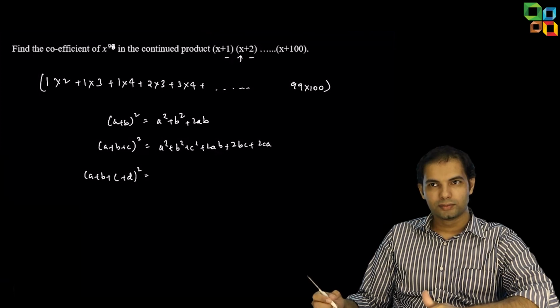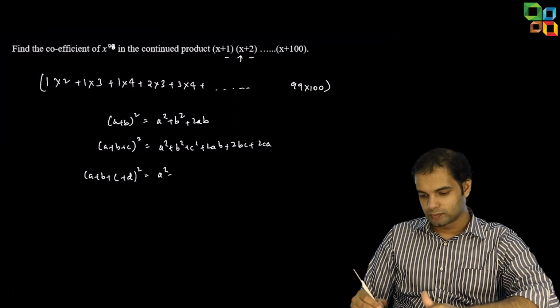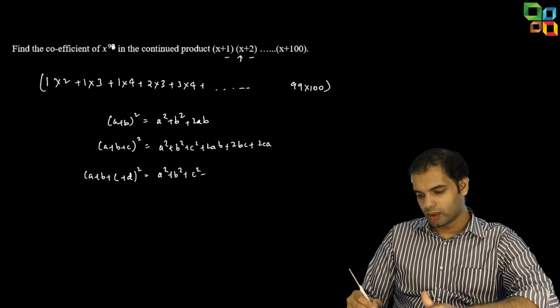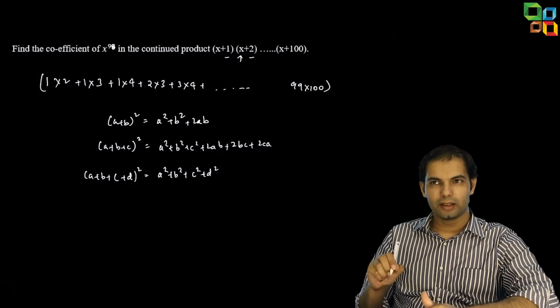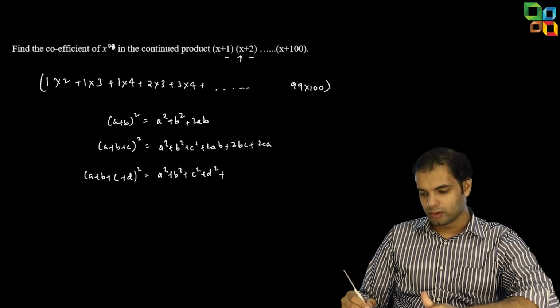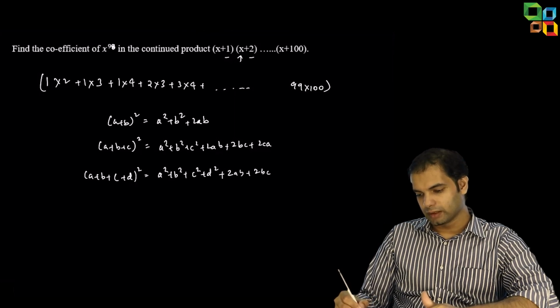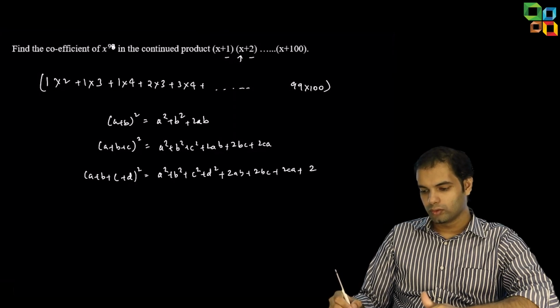The same thing, but we add d squared. So these terms squared, and then 2ad, 2bd, 2cd. Same thing, plus we add some things: 2ad, 2bd, 2cd.